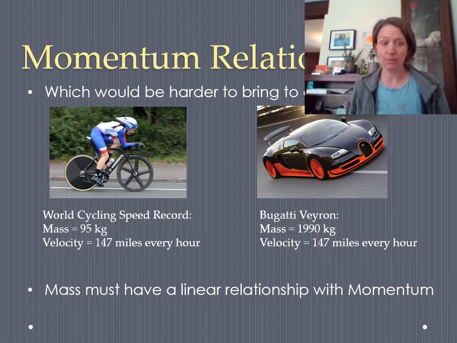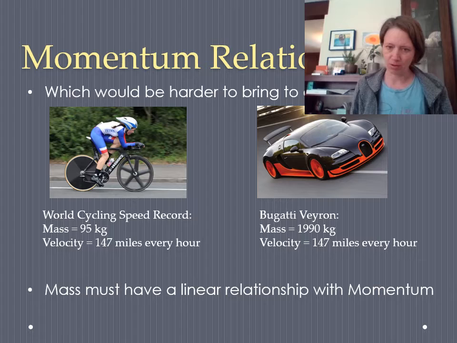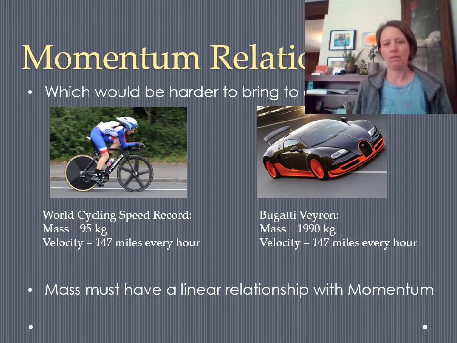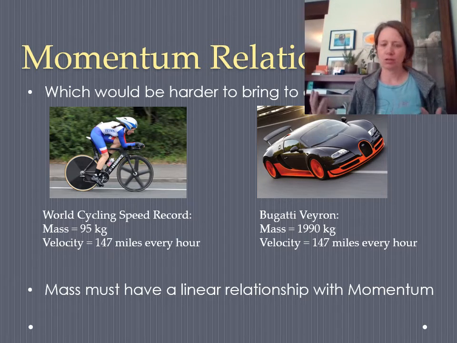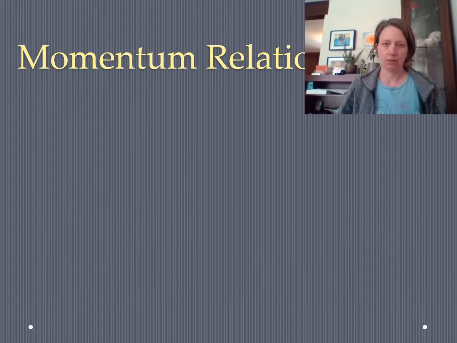Well, it would be a bummer to be hit by that cyclist, but it would be more of a bummer to be hit by the Bugatti Veyron. It'd be much harder to stop that. So hopefully that leads you to the conclusion that mass has a linear relationship with momentum. The more mass we have, the more momentum we're going to have as well.